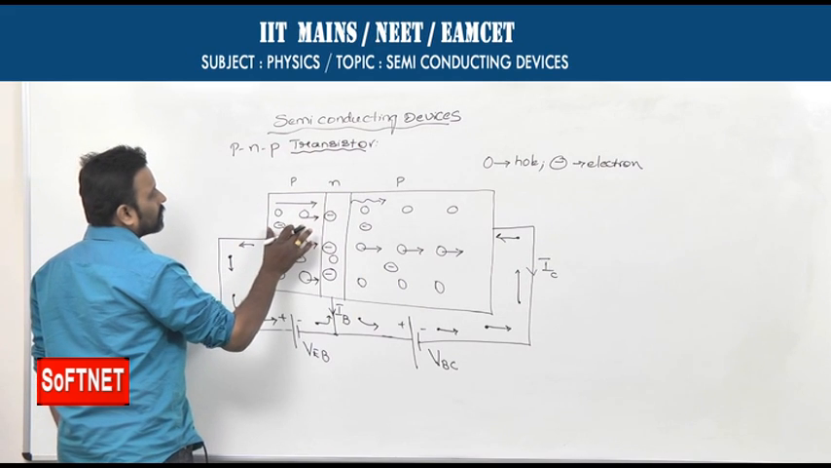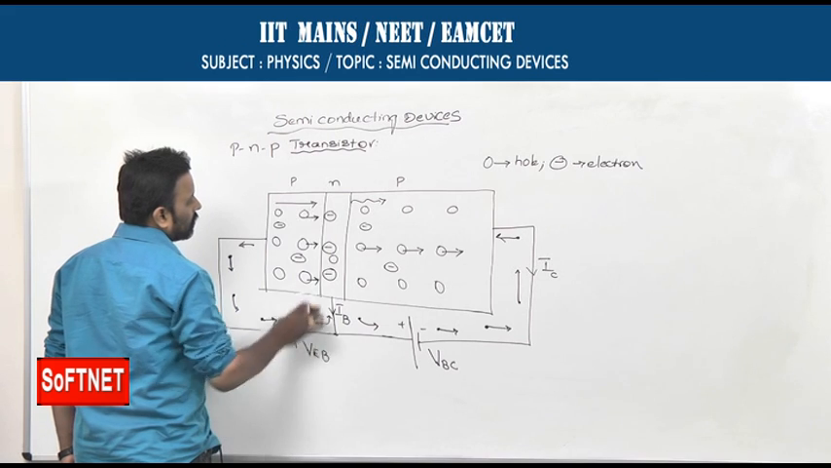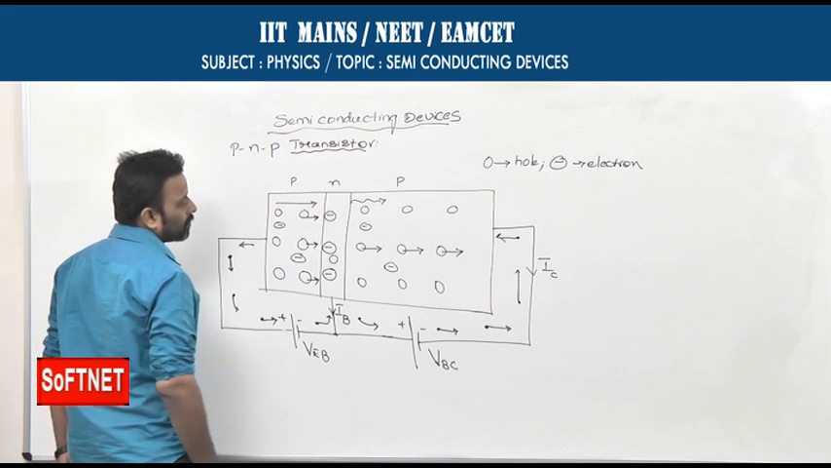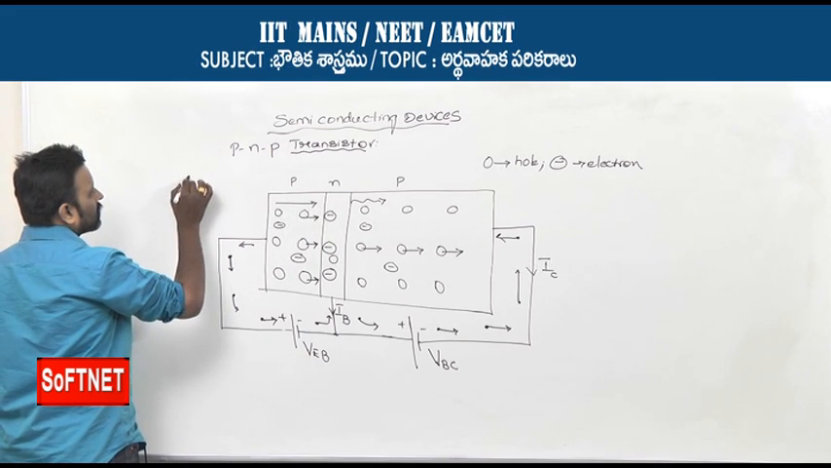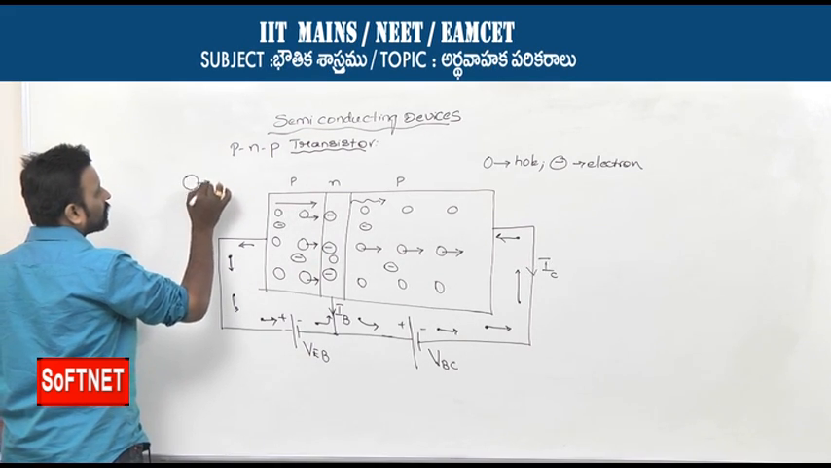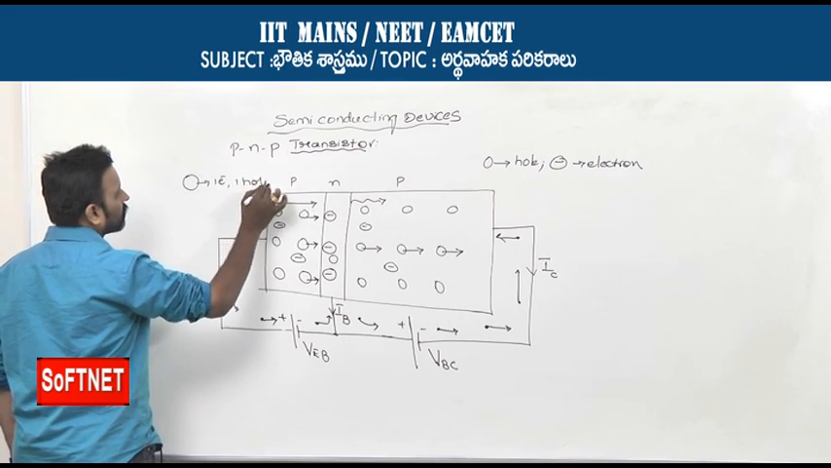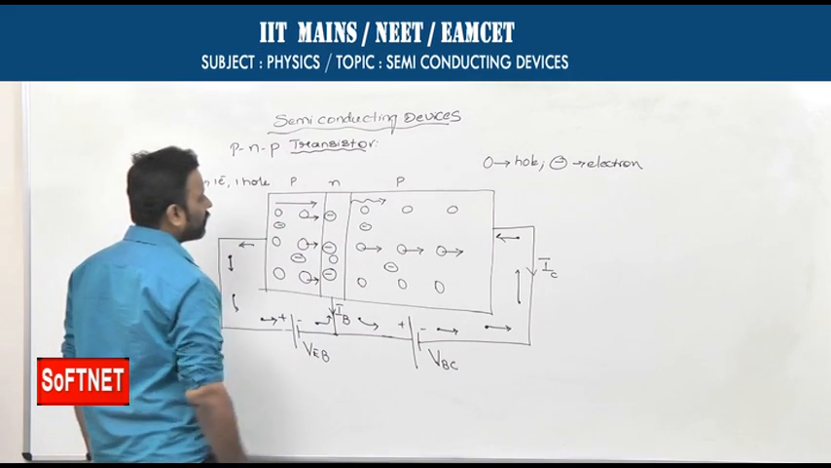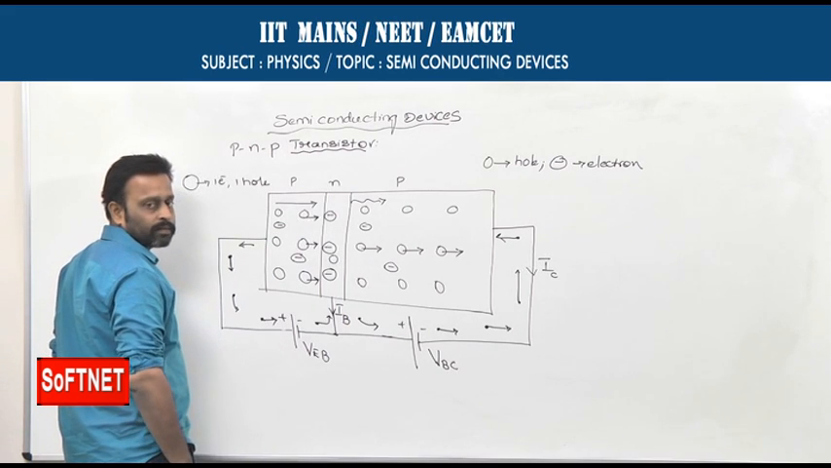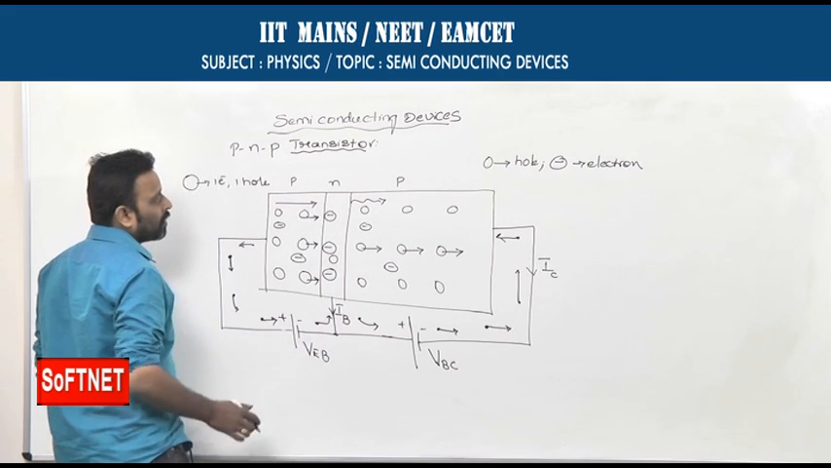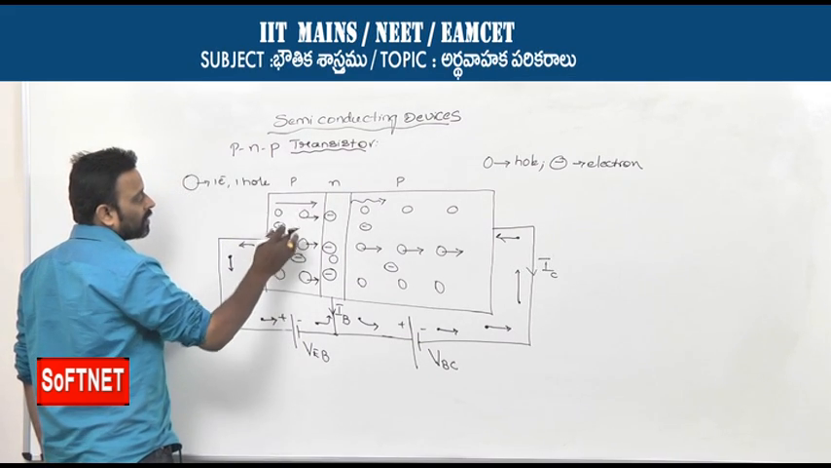Moreover, as this emitter is a heavily doped region, the number of covalent bonds is more. For example, when one single covalent bond breaks, one electron and one hole are liberated. As this P type emitter is a heavily doped region, suppose 100 covalent bonds break; as it is connected to the battery, 100 holes and 100 electrons are liberated.